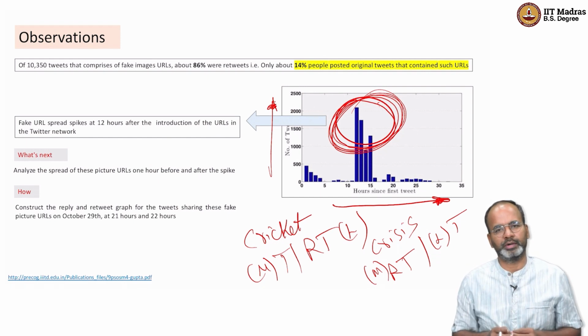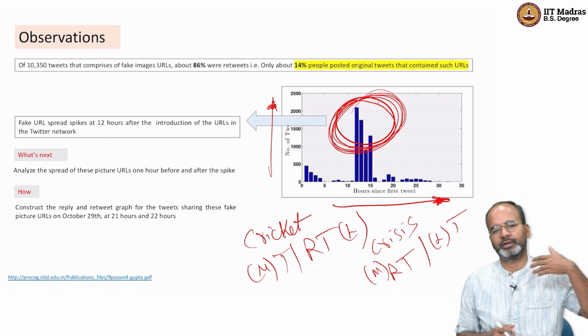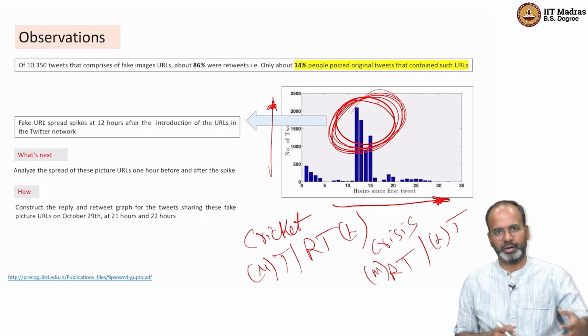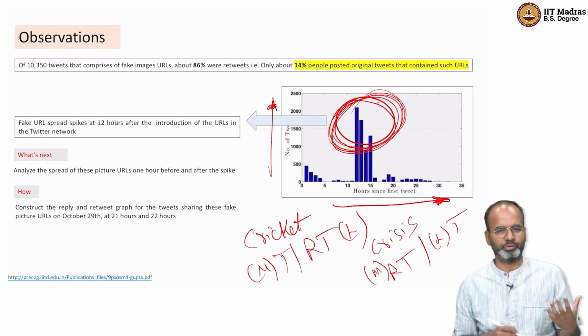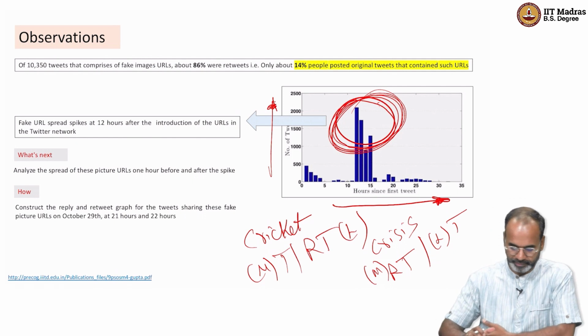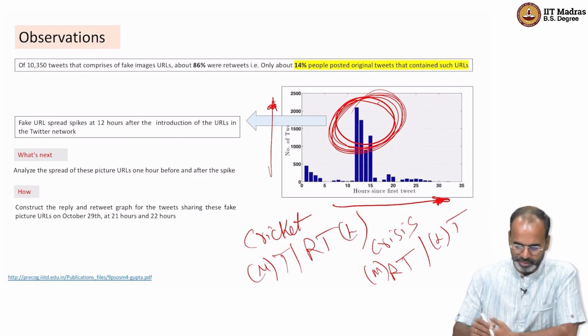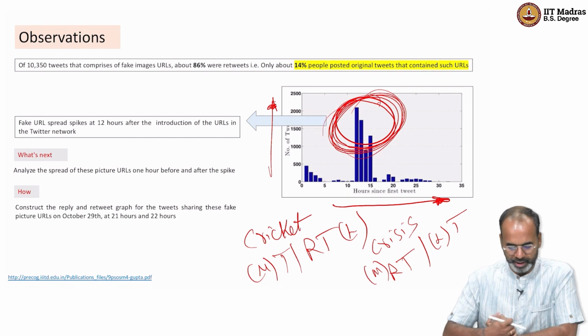Only a few people actually have access to the crisis, road accident, floods, bomb blasts. If you think about it, for these kinds of events, information is available only to a few people, which then gets spread a lot because everybody is interested in the topic. So fake URL spread spikes at 12 hours after the introduction of the URL in the Twitter network.